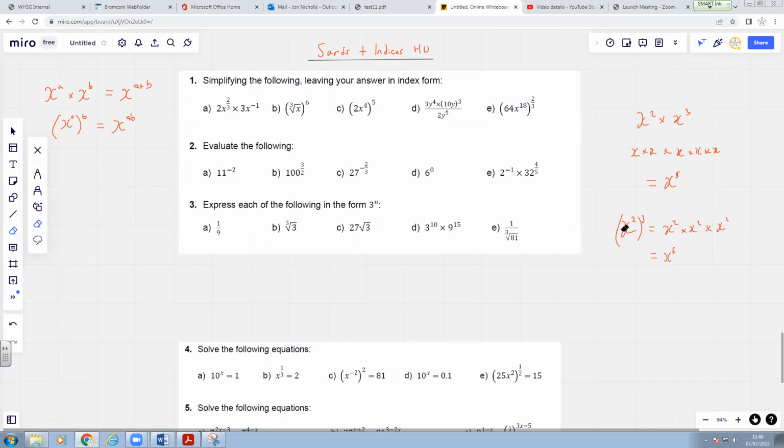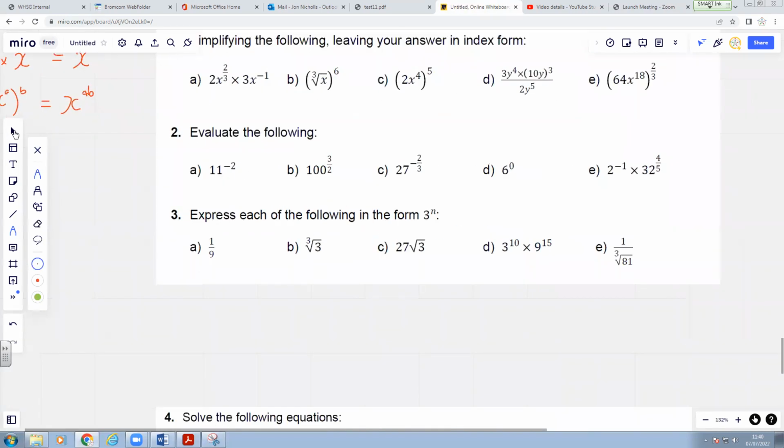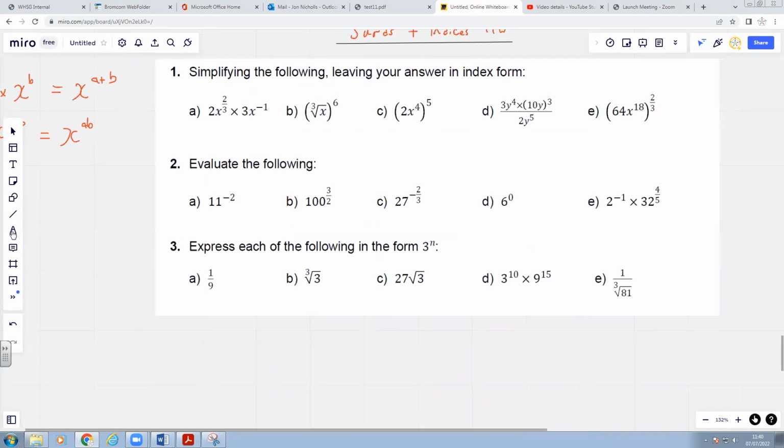And really, that's all you need for a lot of this homework. You also need some surds understanding as well. We'll mention that in a second. But anyway, let's try and use these ideas. So what have we got first? Let's zoom in a little bit. We've got 2x to the 2/3 times by 3x to the minus 1.